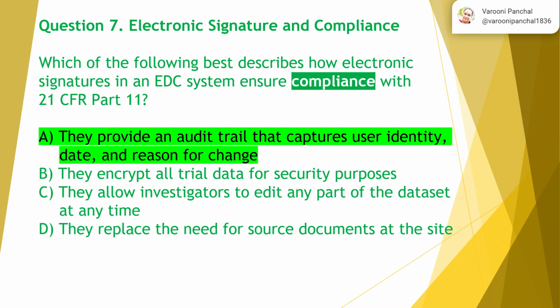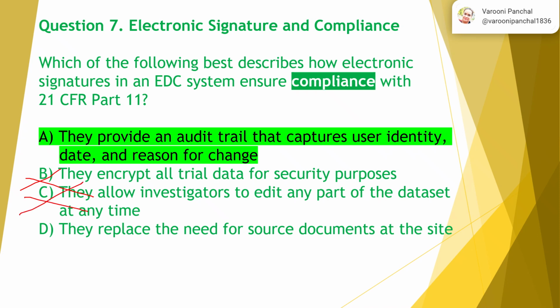Question 7. Electronic signature and compliance. Which of the following best describes how electronic signatures in an EDC system ensure compliance with 21 CFR Part 11? Option B. They encrypt all trial data for security purposes. No. Option C, they allow investigators to edit any part of the dataset at any time. No. Investigators do not have the authority to edit any data at any point of time, right? So C is not the right answer.